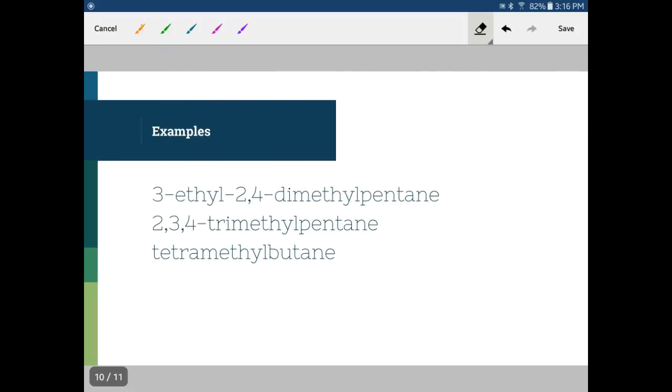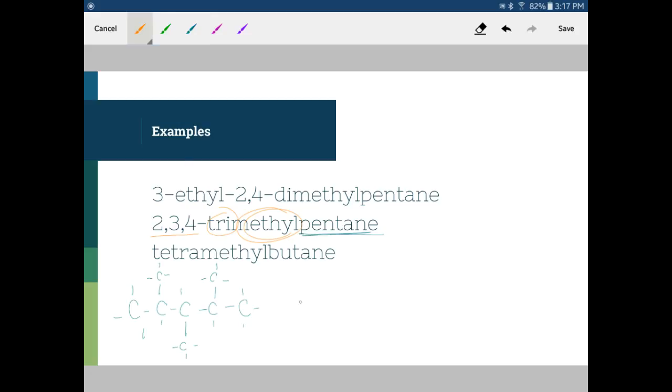So let's take a look at 2,3,4. Again, we have 2,3,4. Tri, meaning we have 3 methyl groups, and pentane is, again, our longest parent chain. So if I was to draw that out, I'm going to just jot it down here. 1, 2, 3, 4, and 5, and I have 2, 3, 4 trimethyl pentane. Again, if I fill these in with some hydrogens, that's what I get there. So 2, 3, 4 trimethyl pentane.